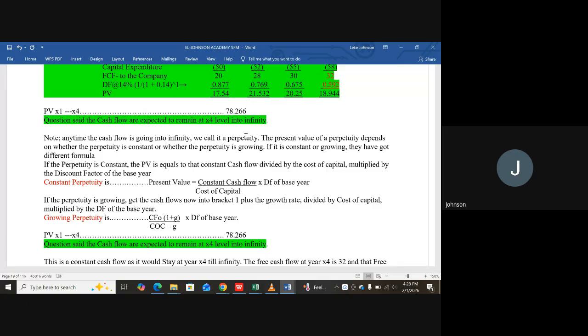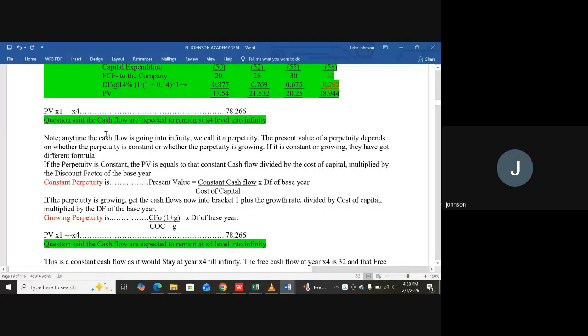Now, when anything is going into the future, infinity, perpetuity is calling you. You now ask yourself, the perpetuity that is calling us, is it the one with growth or the one without growth? Okay, so let's look at this one now.